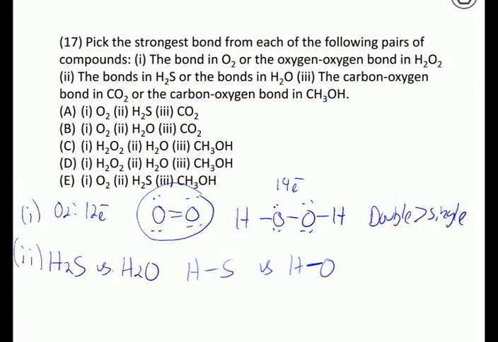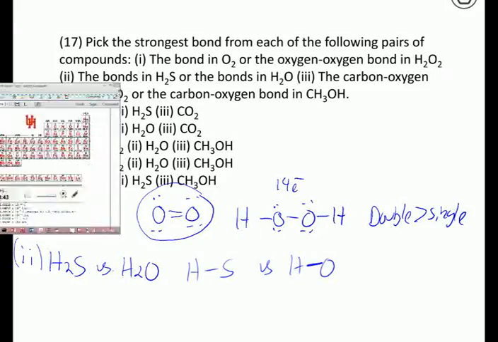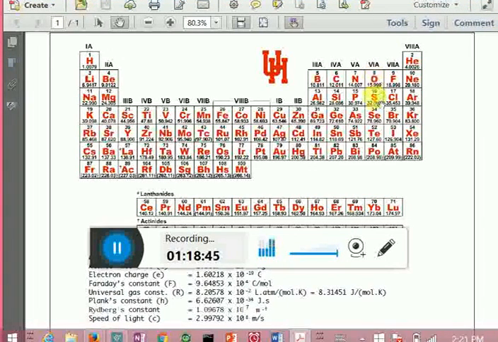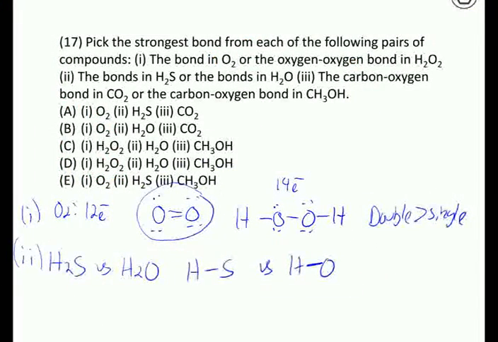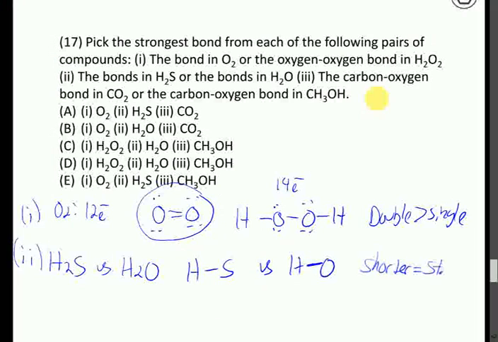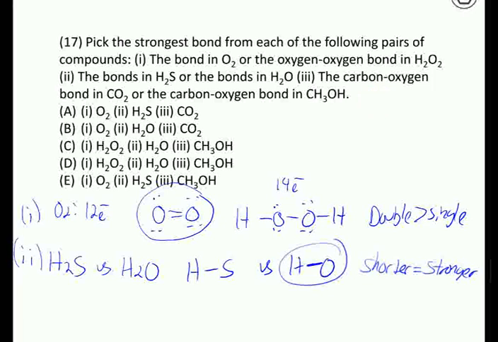And that comes from the atomic radius. Oxygen is right above sulfur on the periodic table. So oxygen is smaller than sulfur because it has a 2p valence shell versus a 3p. So oxygen is smaller, which means the OH bond is shorter, and that means it's going to be stronger. The closer together the nuclei are, the stronger the bond is. Because oxygen is smaller than sulfur, this bond is going to be shorter, and that's going to make it stronger.